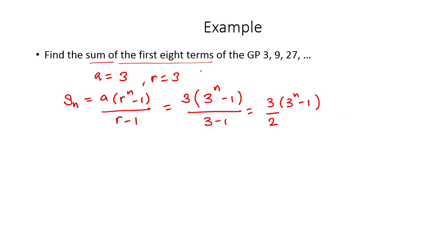What we want is the sum of the first 8 terms. So we'll put n equal to 8. I'll get the sum of the first 8 terms, that is S8. It will be equal to 3 upon 2 into 3 raised to 8 minus 1. Okay, so we have to just use a calculator in finding this. This will come to 9840.